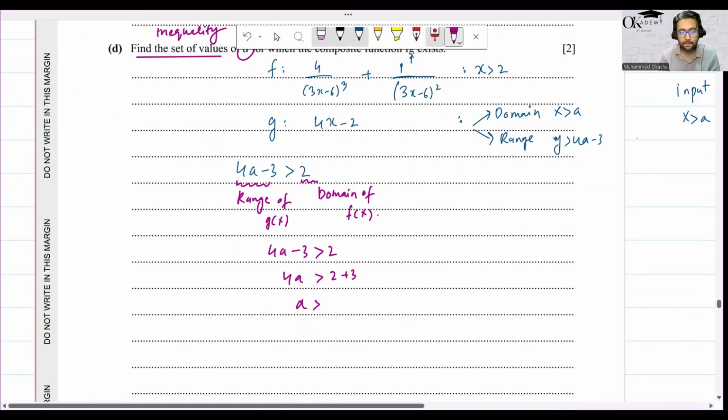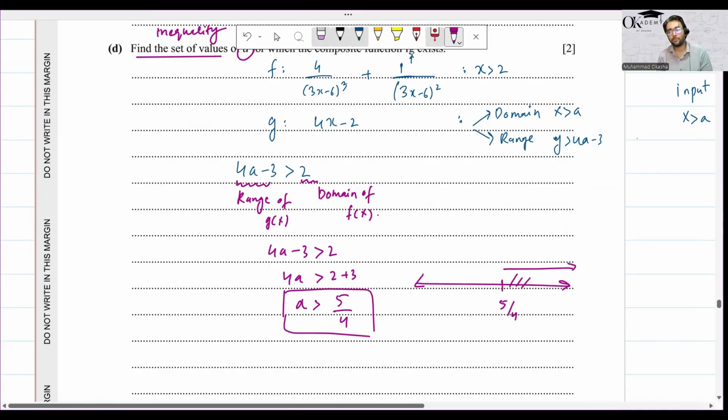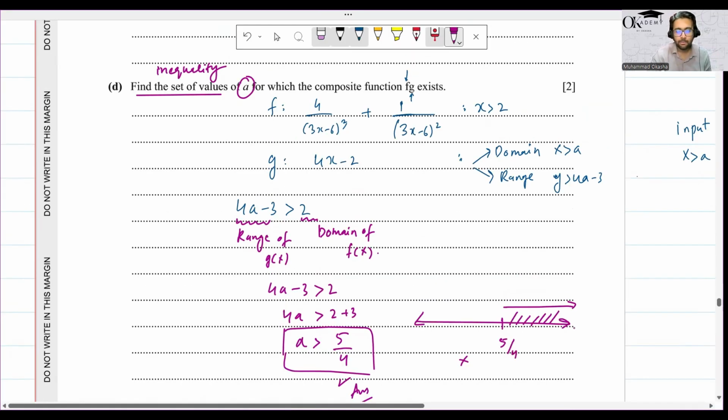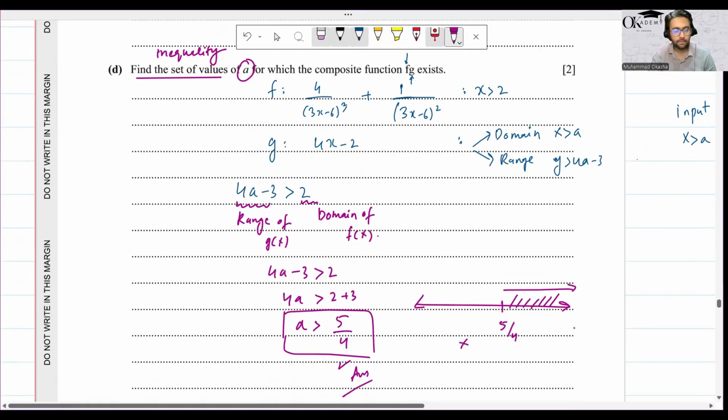2 plus 3 is 5 divided by 4. These are the set of values of a. By set of values, I mean, let's say this is 5 by 4, I'm talking about all the values of a which are greater than 5 by 4. So all the values of a will be considered. You don't have to draw this. This is your answer. If this part doesn't make sense, you can rewind and rewatch and try to pause and think about it.